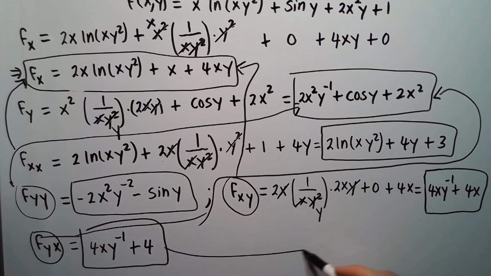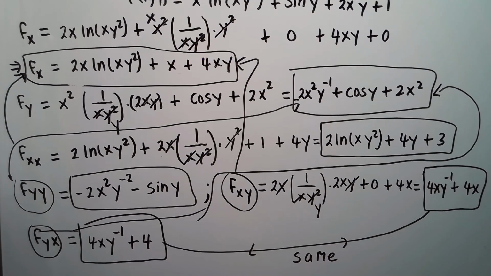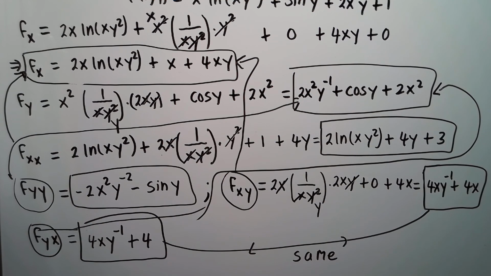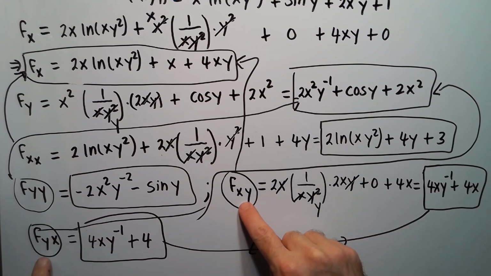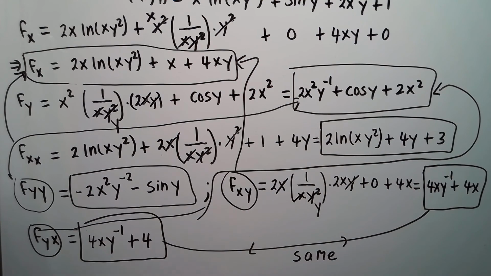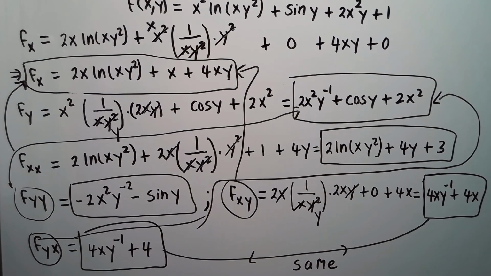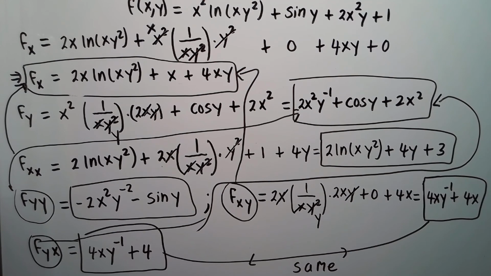And notice these are the same here. And that's no coincidence. Okay, so anyway, we're done with this example. I'm going to write a theorem now. Basically, the theorem says that in most cases, fxy and fyx will be the same. Okay, so we're done with this example. So let me state this theorem now.